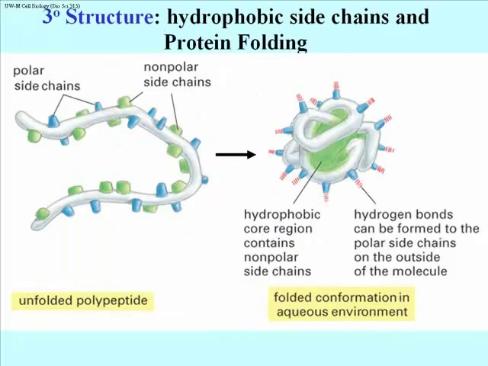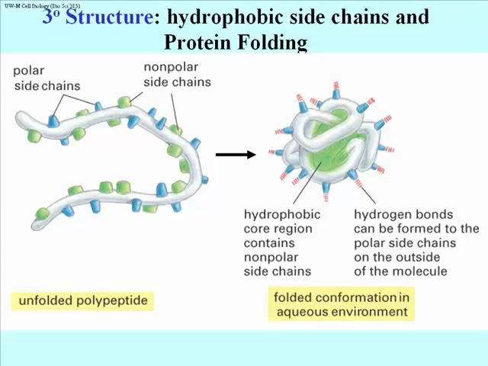What causes proteins to fold into their three-dimensional or tertiary structure? Well, largely it's interactions between the side chains of the amino acids, which can be quite distant. Unlike secondary structure, which is the result of nearby amino acid interactions, three-dimensional structure can be the result of interactions of side chains of amino acids that are quite distant from one another.